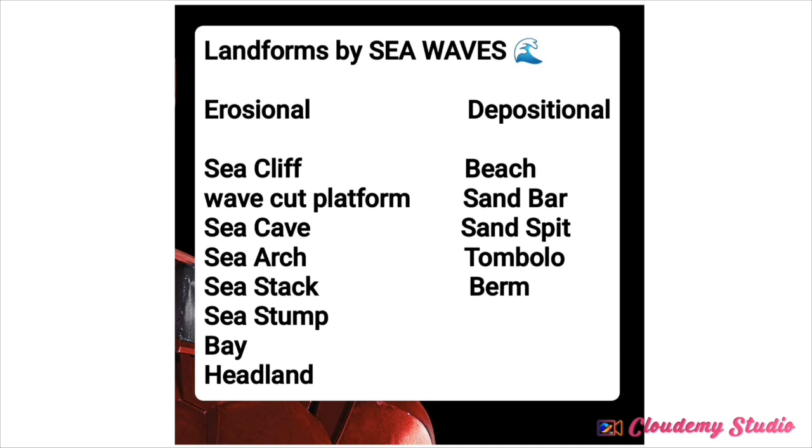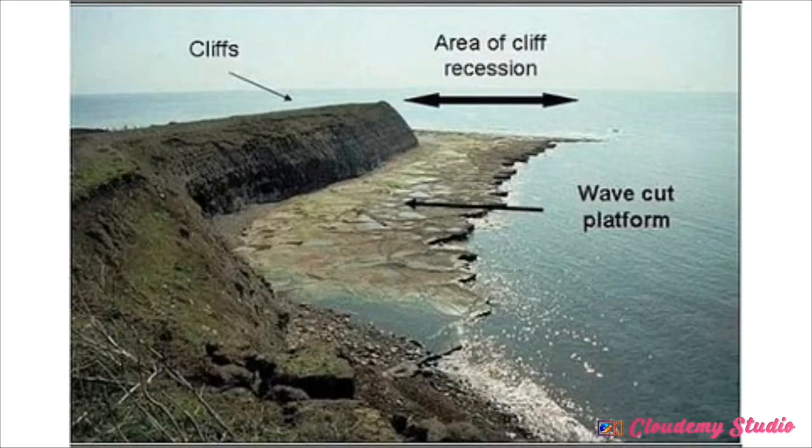Now sea waves, erosional landforms. These are sea cliffs, wave cut platforms, sea cave, sea arc, sea stack, sea stump, bay and headland. Erosional landforms are formed due to abrasive and hydraulic action of sea waves which break down and wear the coastal land. Now first is sea cliffs.